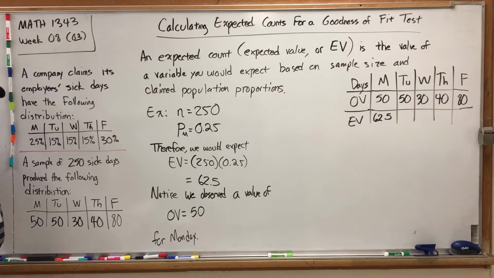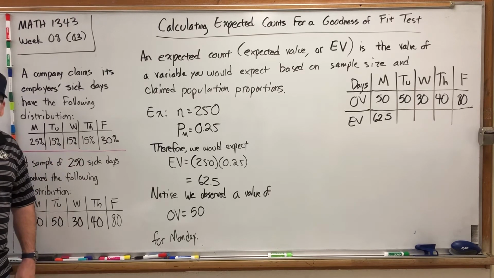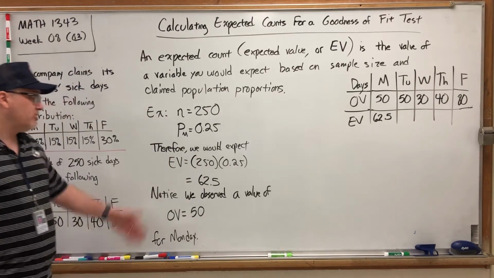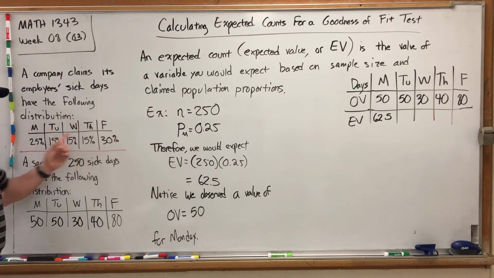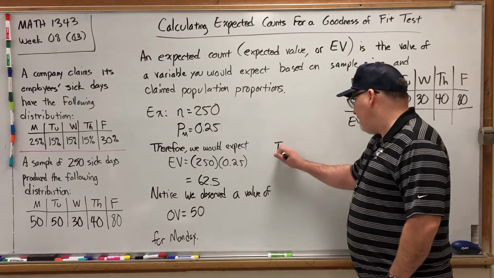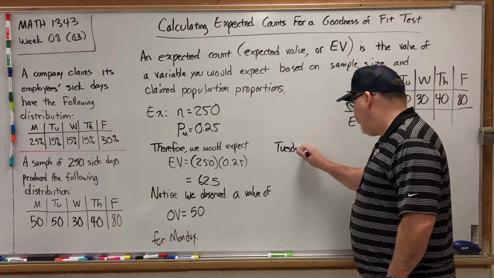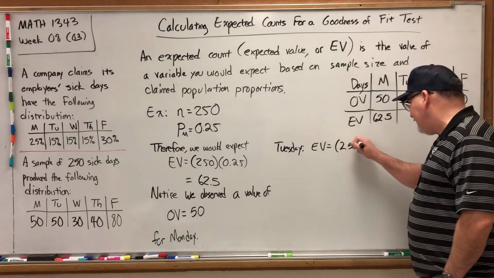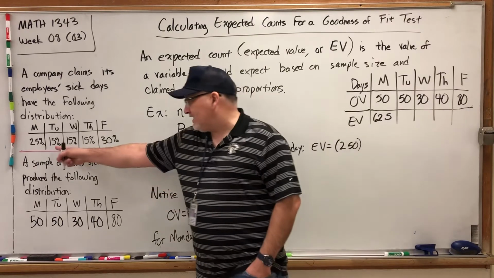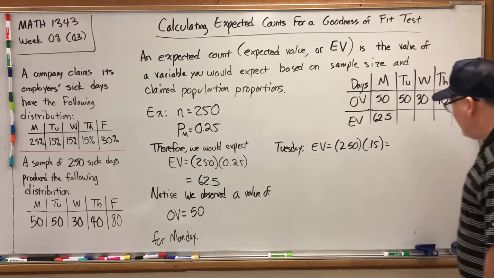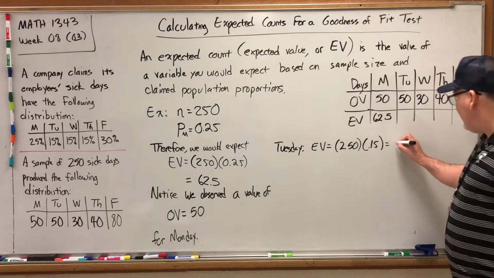Well, what we expected on those days of the week were 25%, 15%, 15%, 15%, and 30% respectively. So out of the 250, we can calculate the expected values the same way we did for Monday. We would just have to multiply by a different proportion. So for example, for Tuesday, out of the 250 sick days used, we expect 15% of them to be on Tuesday. So what is 15% of 250? 37.5.